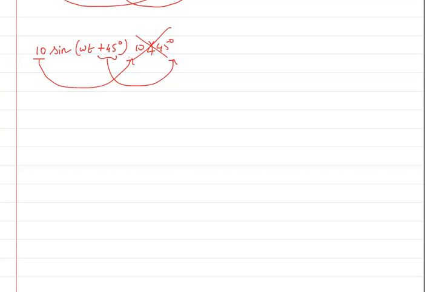Wrong. That is wrong, because 10 angle 45 degree would have been 10 cos omega t plus 45 degree. So is it the same? No, it's not the same. So how do we write it? We write it like 10 sine omega t plus 45 degree. Now look very carefully.